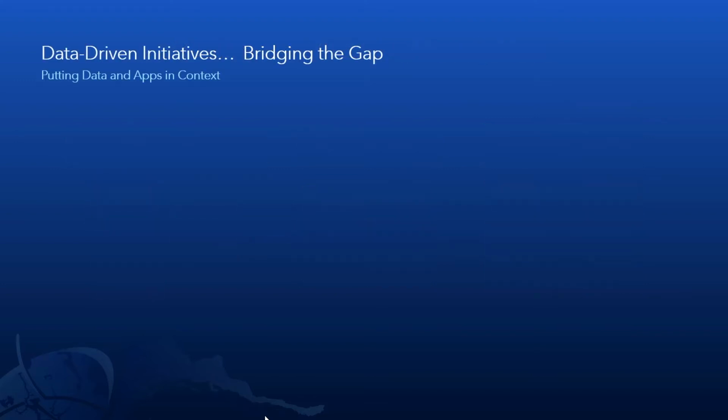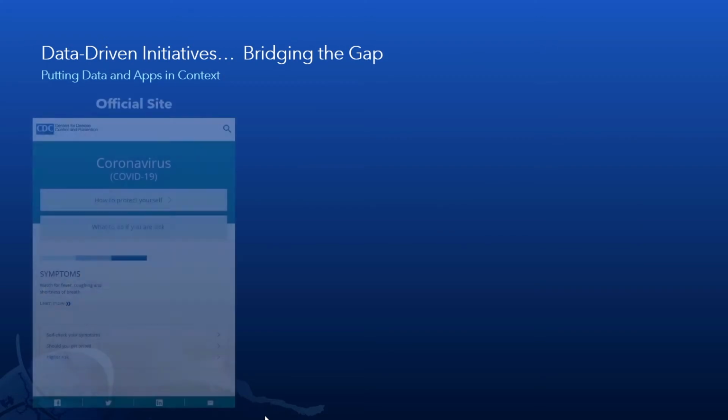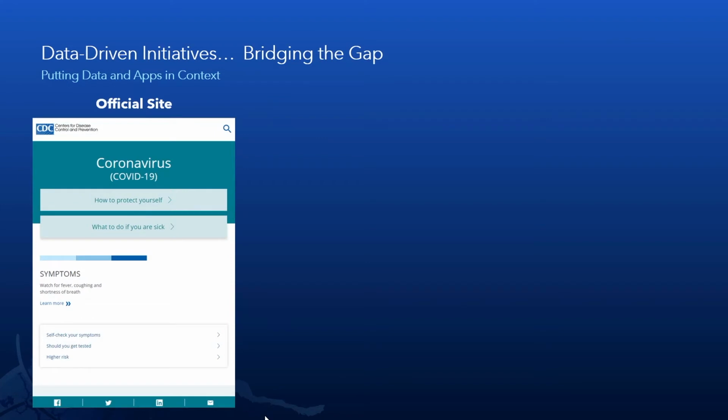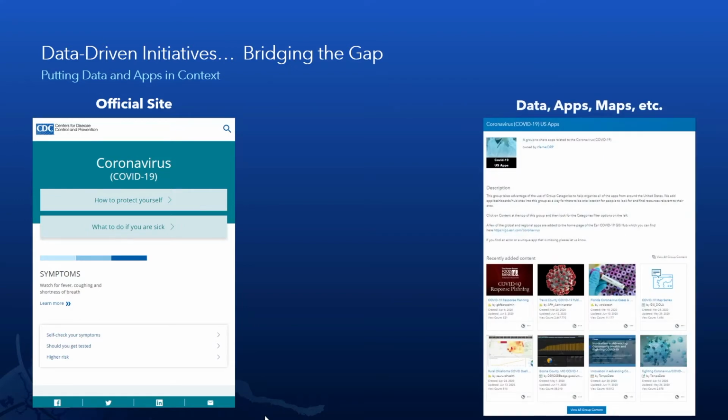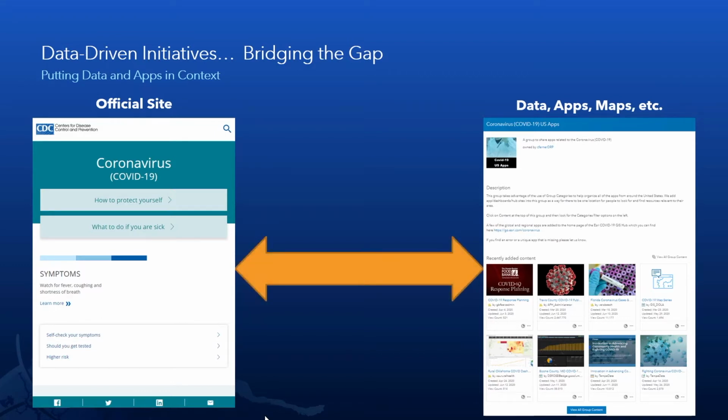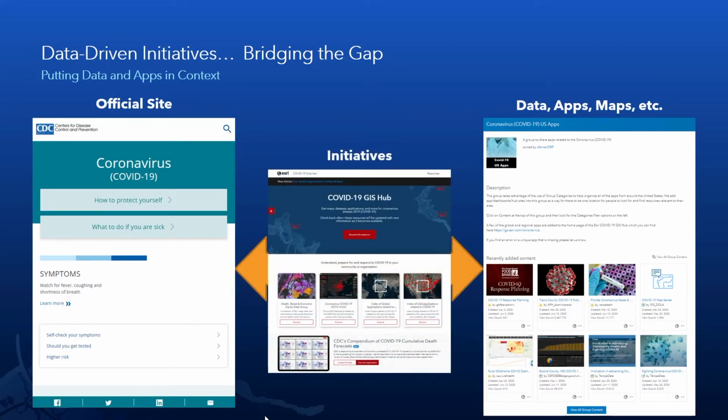So another way to think about that is really helping to bridge the gap in terms of putting your apps and data in context. So for example, if there's an official government website out there, obviously in this case from a COVID-19 perspective, and there's a lot of great apps and maps and data that the community has, or you may have inside your own organization. And the key thing here, and I hope one of the key take-home messages that you get from this presentation, is that Hub is really a way to give context to your apps and data.